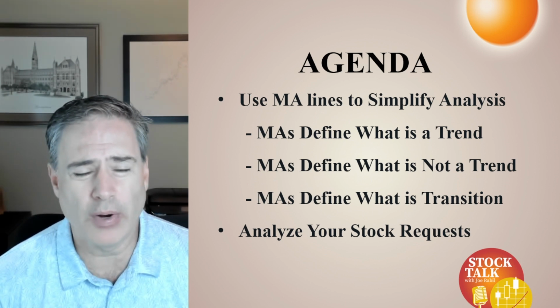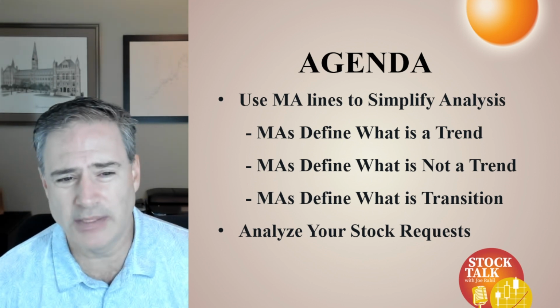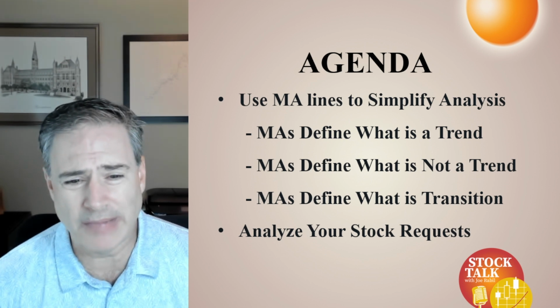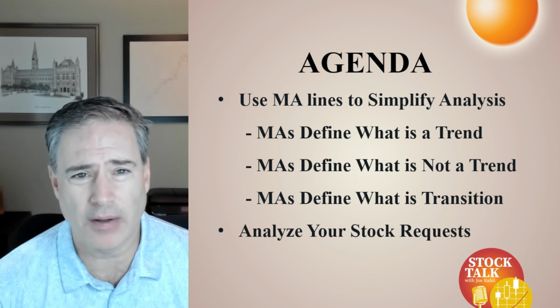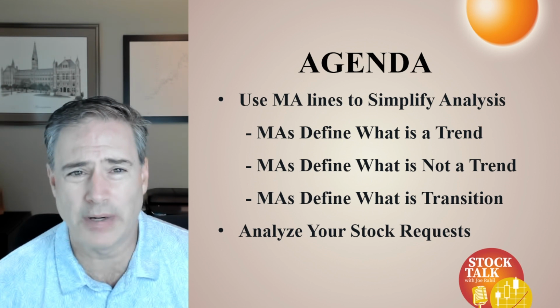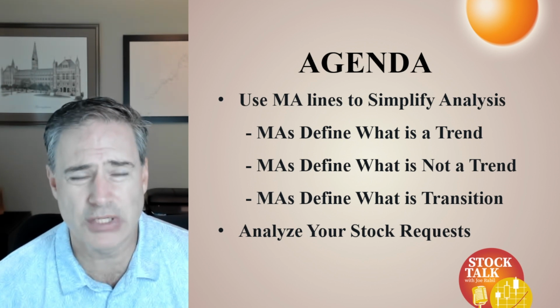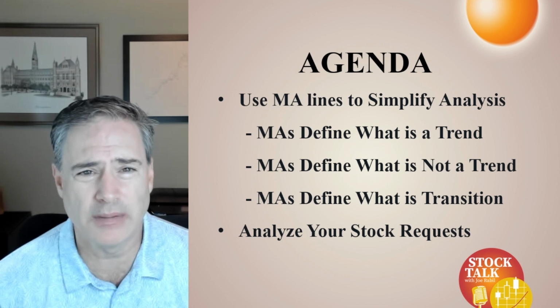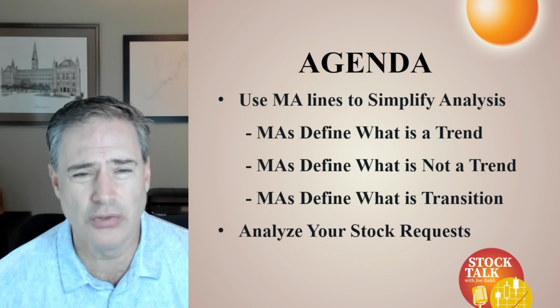So what I want to do is go through this agenda here, which is essentially I want to define what an uptrend is, and that'll tell you what a downtrend is as well. I'll go through that. And then I also define what isn't a trend or what is in transition. So once you understand this and then you can put it into multiple time frames, I think it gives you a huge edge. And then after that, we'll go through these symbol requests that came through. Let's go ahead and get into this lesson now.